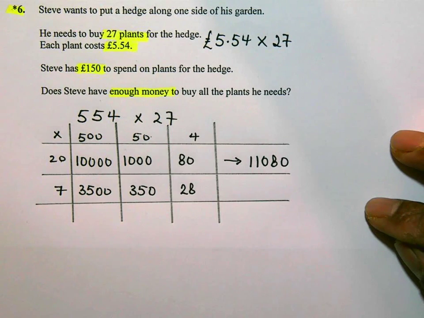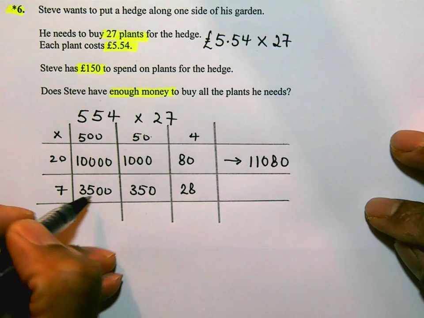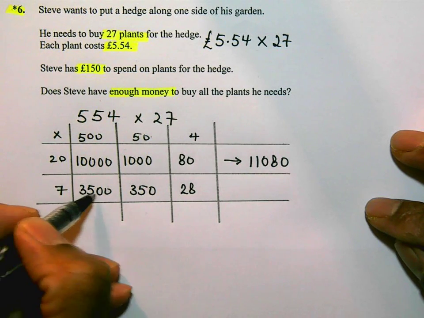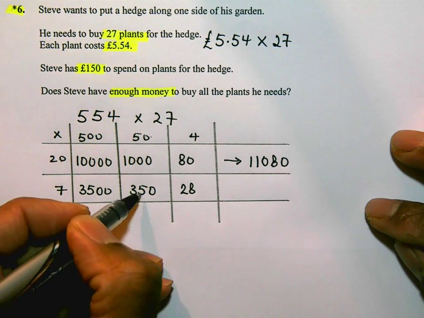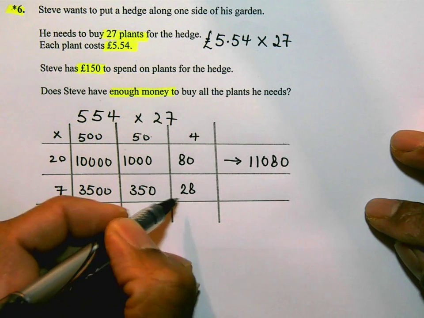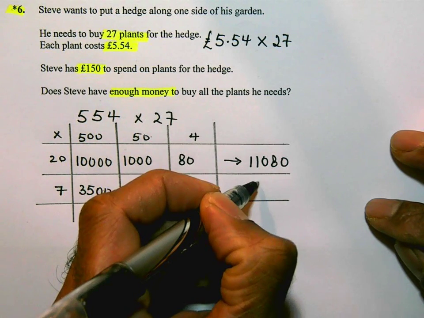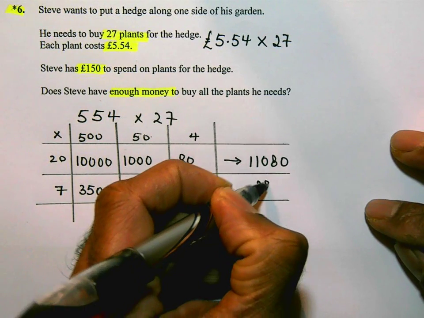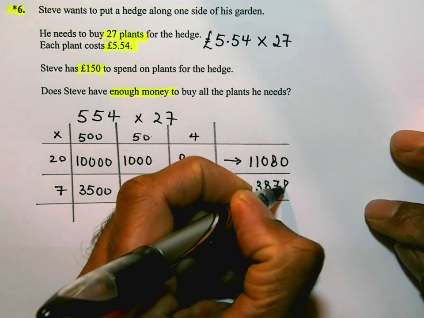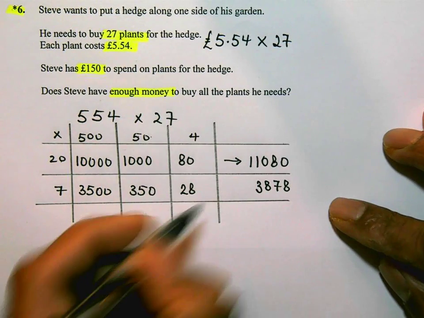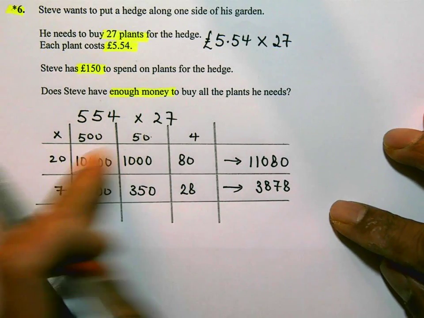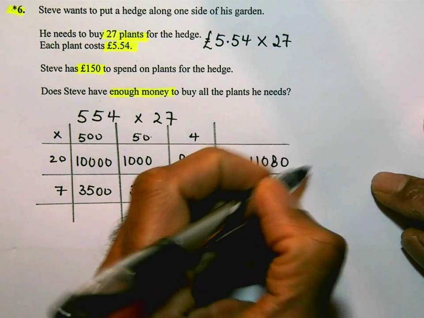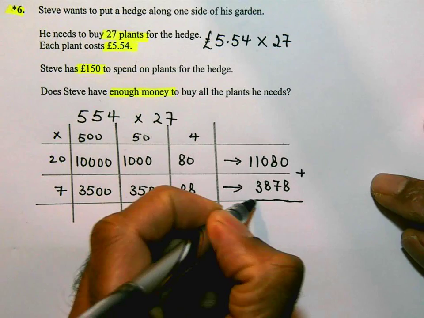Okay, so take your time, write it down. This is going to be 3,500, add 350, that's 3,850. 3,850 add 28 is, I'm going to line these up, 3,878. Now you could add all of these up at the side. All 6 of these numbers, you could line them up at the side and add them up. I'm going to add these two to give me what my answer is.